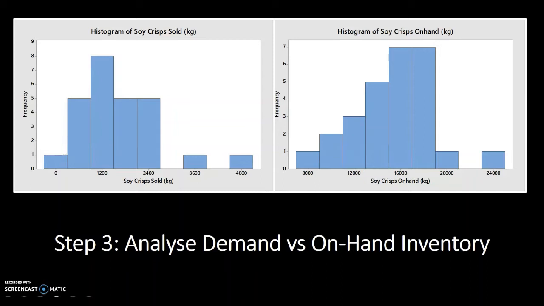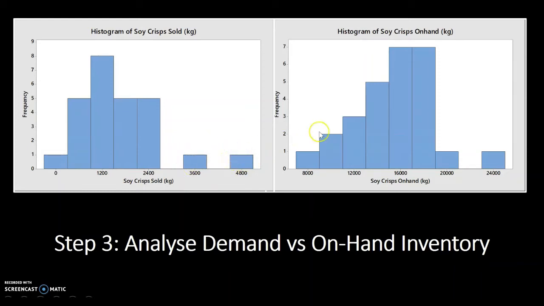These are called histograms. And on the left-hand side, we've got a histogram showing the total soya crisps, in this case, that product for this customer, that they sold for the last 7 months. And right away, you can see that most of the time they're selling 1,200 or so kilograms a week. A couple times they've got a few peaks around 3,600 and 4,800 kilograms. Maybe they ran a sales promo or something like that.